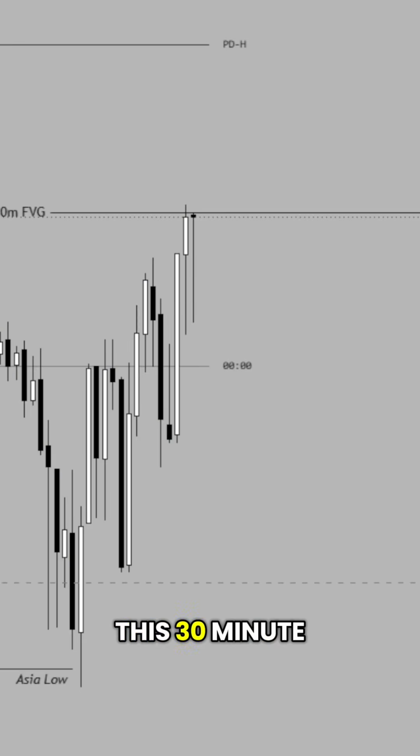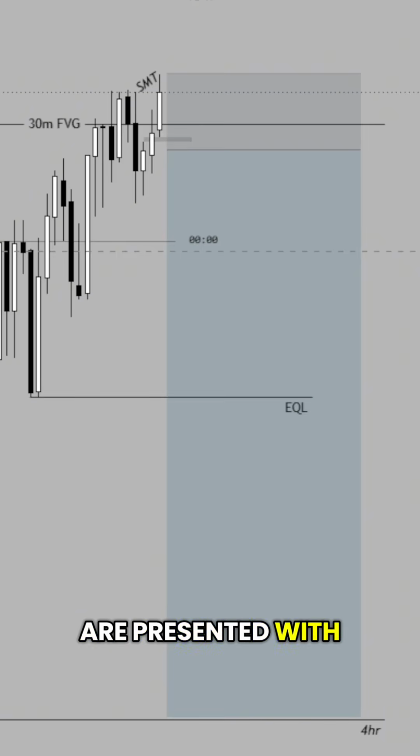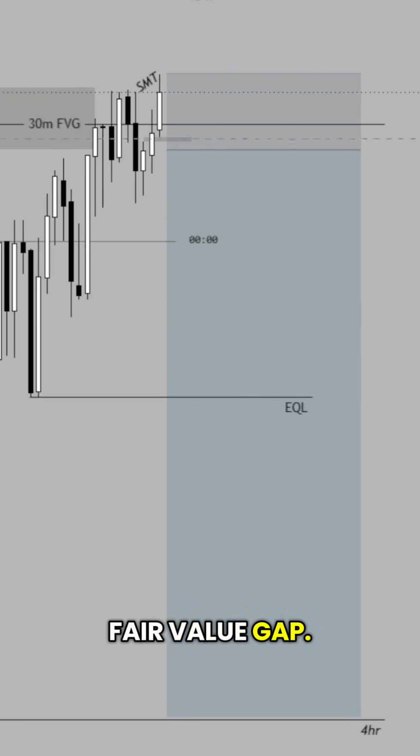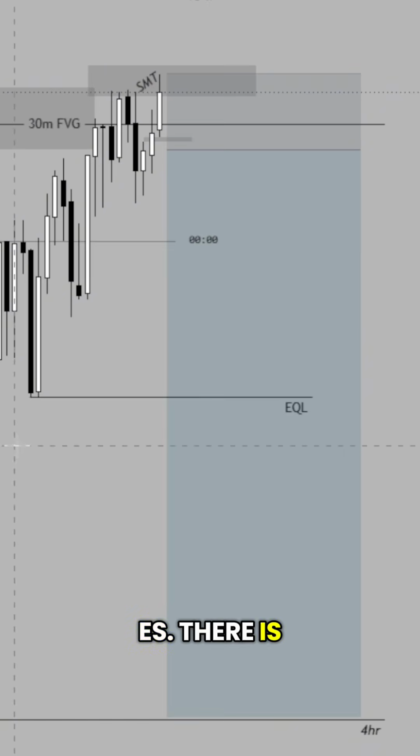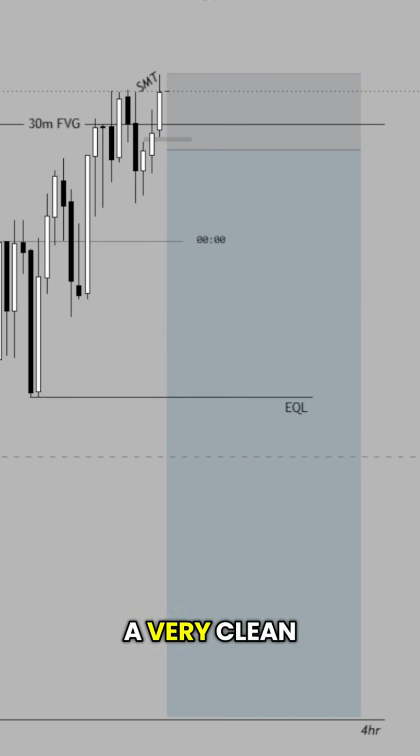Now that we are inside of this 30-minute fair value gap, it aligns with my condition for shorts. At 9:56, you are presented with your first short setup of the day. Price manipulates into this 30-minute fair value gap. We have an internal resweep within that 30-minute fair value gap and S&T with ES. There is clear low resistance liquidity leading up to our unmitigated 4-hour fair value gap, and you get a very clean 1-minute IFVG where you could place your short position.